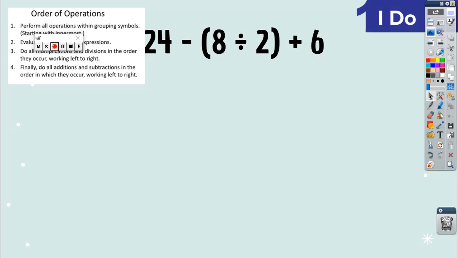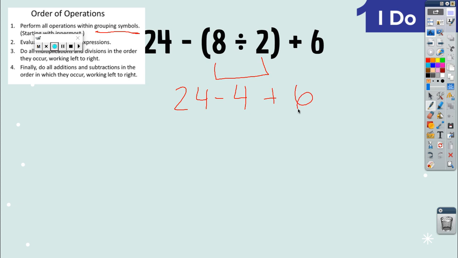If we look here, we have 24 minus 8 divided by 2 plus 6. Well, step 1 says that we have to do all grouping symbols first. So that means we're going to start with our parentheses, where we're going to do 8 divided by 2. 8 divided by 2 gives us 4, and that's going to give us 24 minus 4 plus 6.